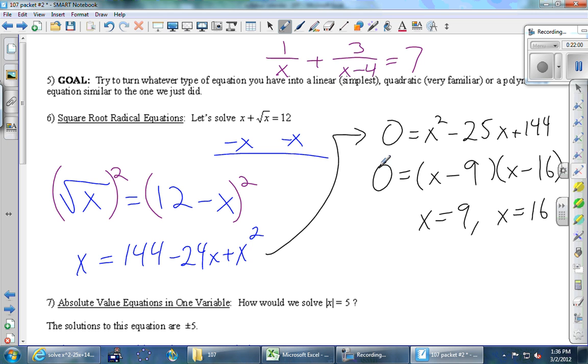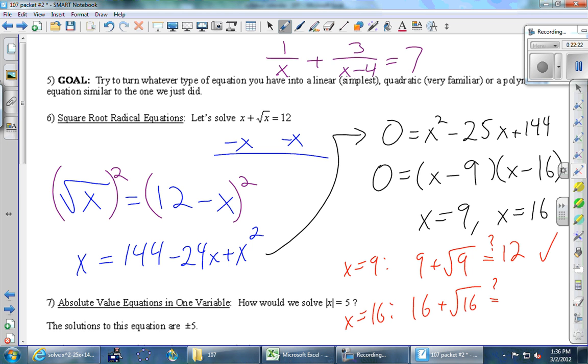So let's plug in x equals 9. So I have 9 plus the square root of 9 equals, with a question mark, 12. Does it? 9 plus 3, yeah, equals 12. Super. Let's do the other one. X is 16. 16 plus the square root of 16 equals, with a question mark, 12. No. 16 plus 4 is 20. So that means that this guy right here gets rejected.